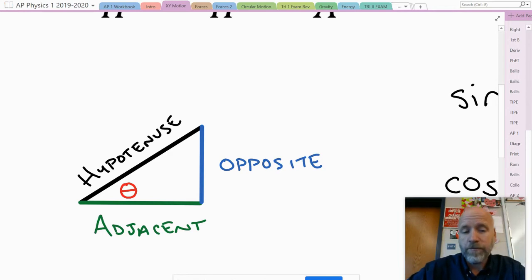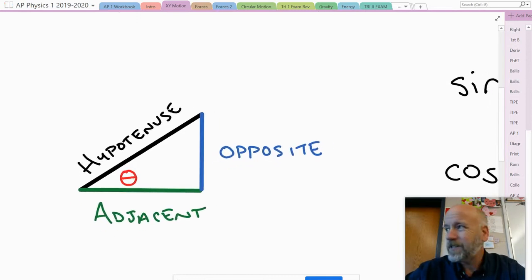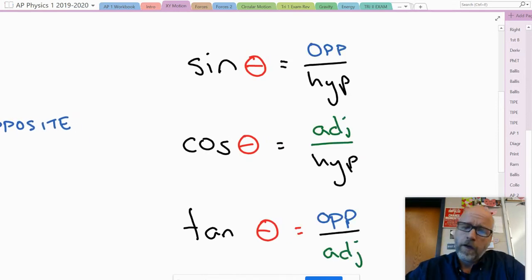So what I have drawn here in this very simple triangle is if we use that angle theta. Now, I realize in math class, you normally use A, B, C, or something like that. In physics, we almost always use theta. Sometimes we use phi, sometimes we use gamma, but theta is spelled T-H-E-T-A, and it's a Greek letter. There it is. Now, if I were to write SOH CAH TOA in a different way, I could write it as opposite over hypotenuse, adjacent over hypotenuse, opposite over adjacent.